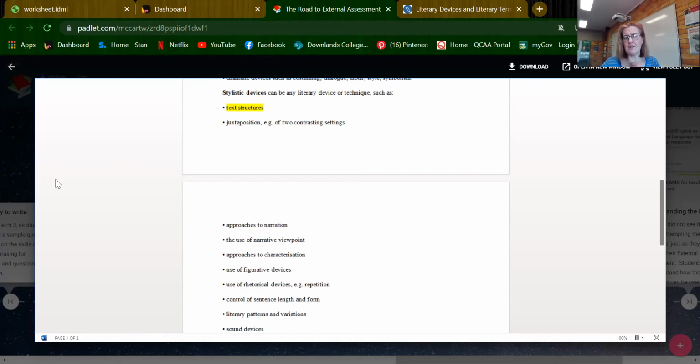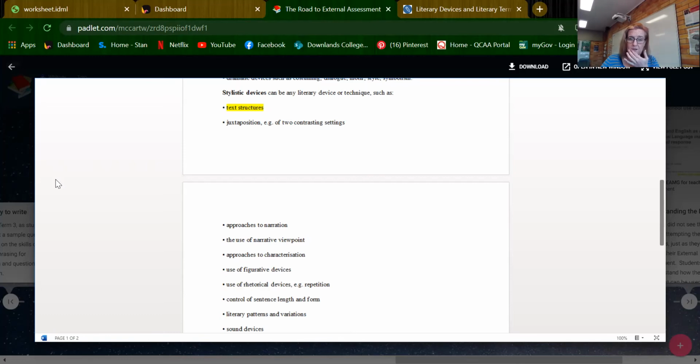Use of figurative devices, use of rhetorical devices like repetition. We see that quite frequently. The fact that it's used purposefully means that we didn't have a typo. We didn't write a word twice or three times by accident. It's there for a reason. So why was it repeated? What's the significance of that particular word that it had to be said more than once?